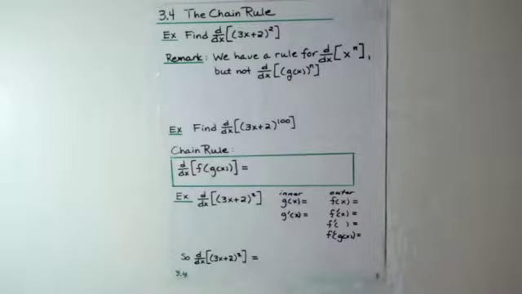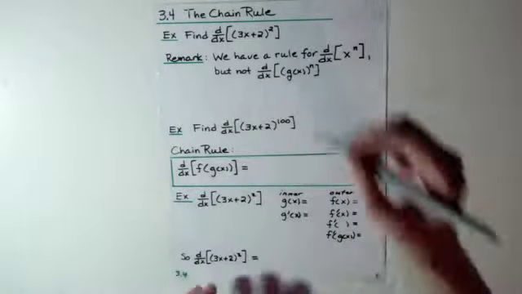Let me review briefly what you've learned so far. You've learned how to find the derivatives of polynomials, exponential functions, and trig functions, all using shortcut rules. And you've also learned how to find the derivative of a sum or difference of two functions, as long as you know the individual derivatives, and how to find the derivative of a product of two functions.